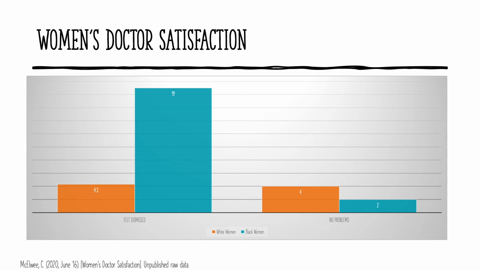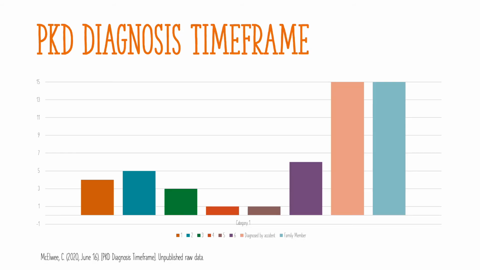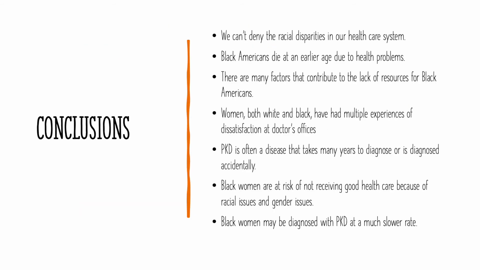This also plays into a bigger issue, in my opinion, of women in general being dismissed. So how does this relate to PKD? Another survey was conducted to show the diagnosis. From this research and these surveys, we can't deny the racial disparities in our healthcare system. We've seen that Black Americans die at an earlier age due to health problems. There are many factors that contribute to the lack of resources for Black Americans. We also see women, both white and Black.